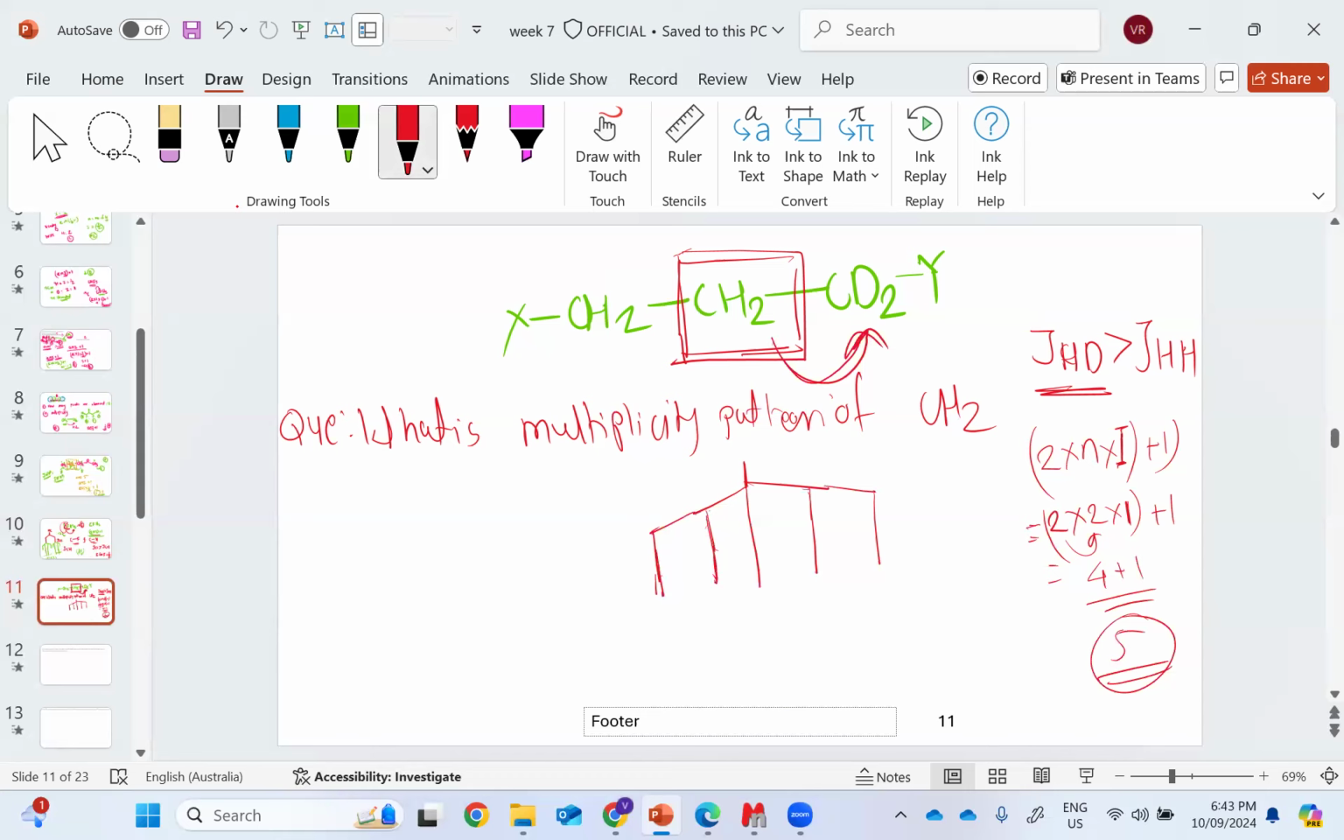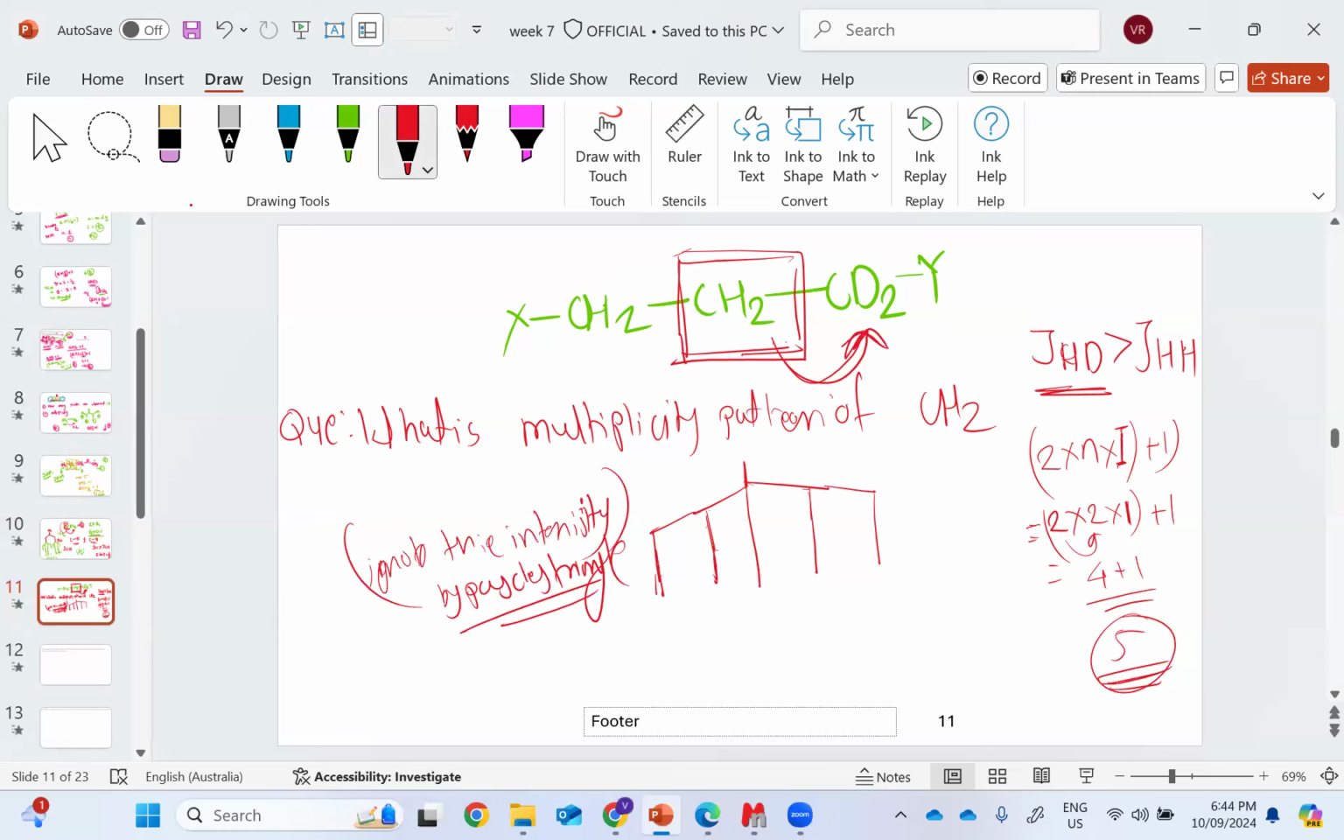Display 5 lines due to this kind of coupling. I will just ignore the intensity as of now because it will be too complicated if I show the intensity. The diagram will not be clear. So intensity will follow the Pascal triangle. So intensity by Pascal's triangle. You just follow the Pascal triangle, and that will be the intensity pattern for this one.